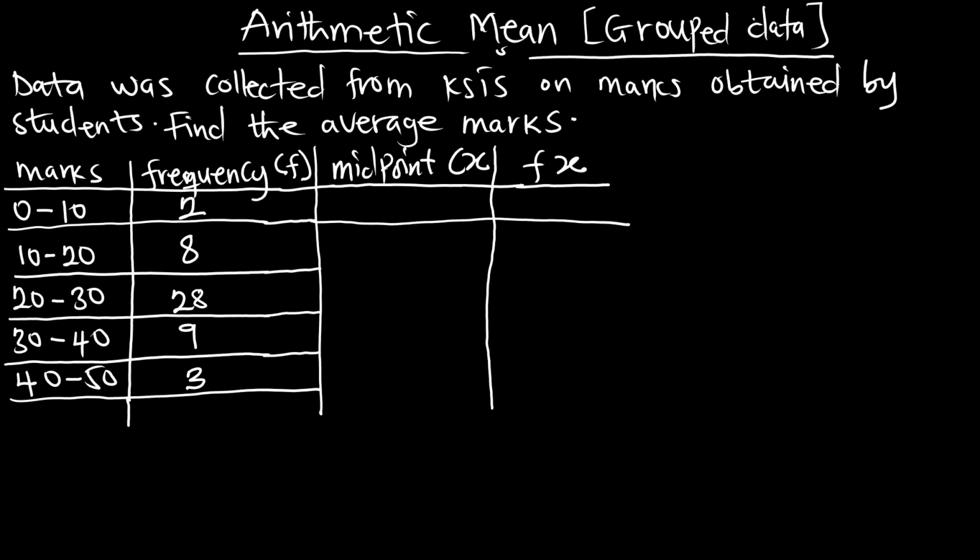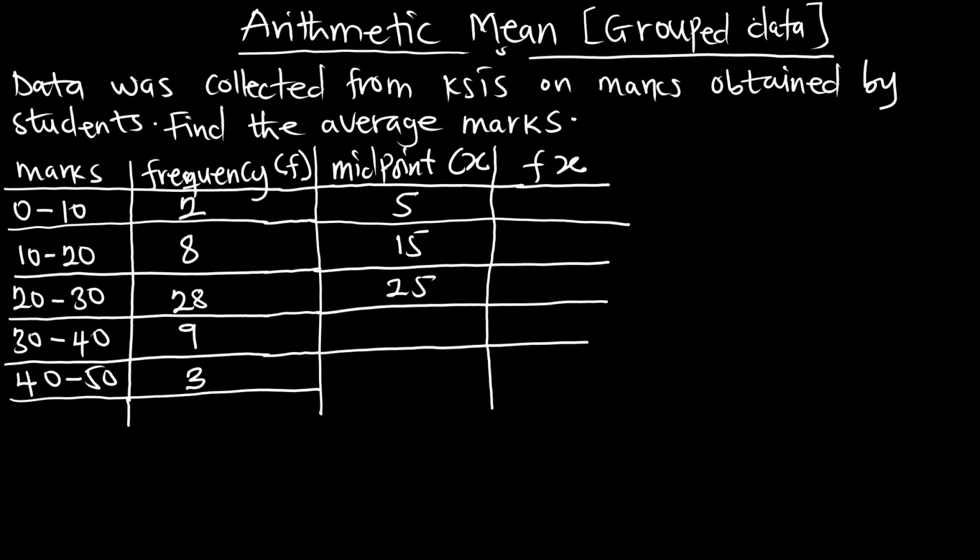Now at the midpoint, 0 plus 10 on 2, that is going to give us what? Our 5. On the second point, we are going to get 10 plus 20 on 2. That is going to give us 15. This too is going to be 50 on 2, 25. This is also going to be 70 on 2. That is going to be 35. This is going to be 90 on 2. That is going to be 45. So we have our midpoint as our x.